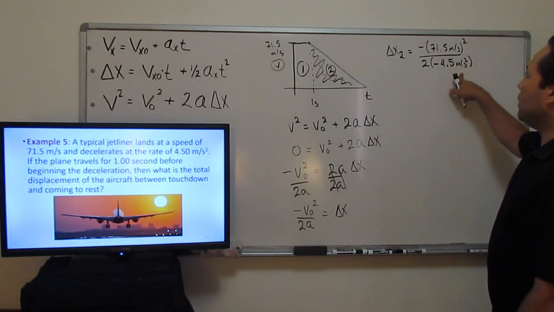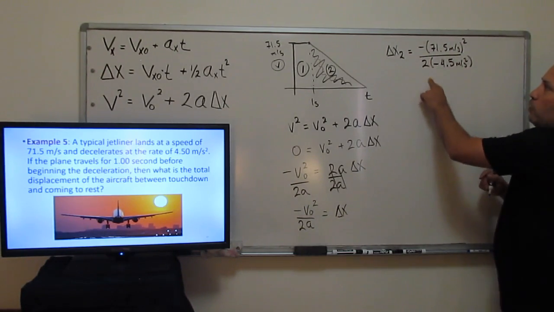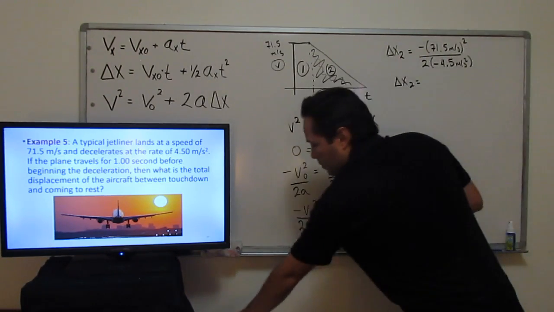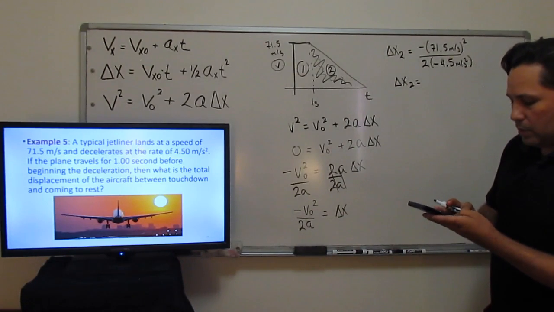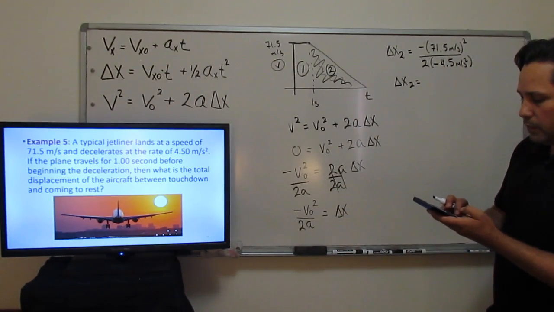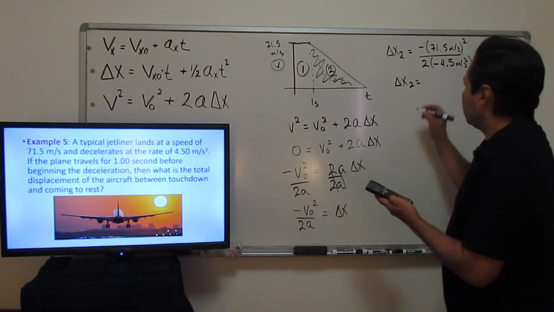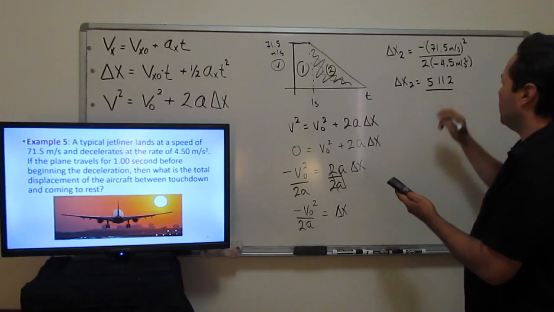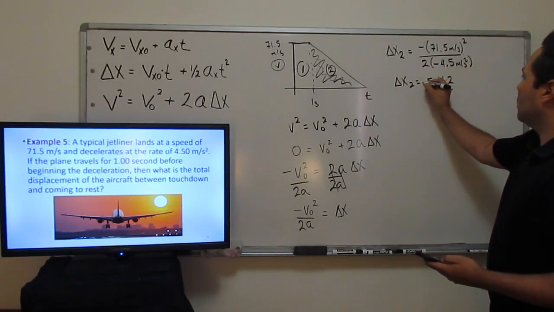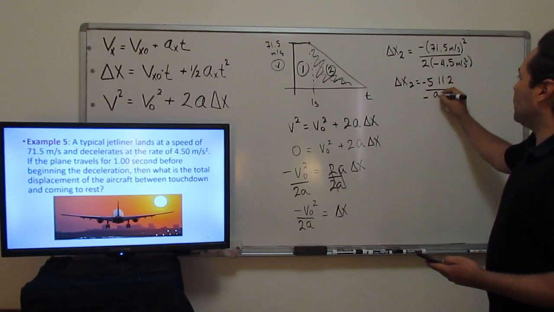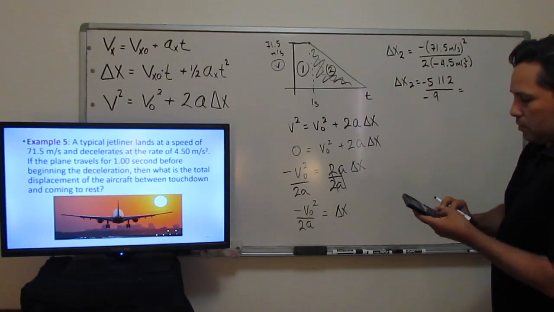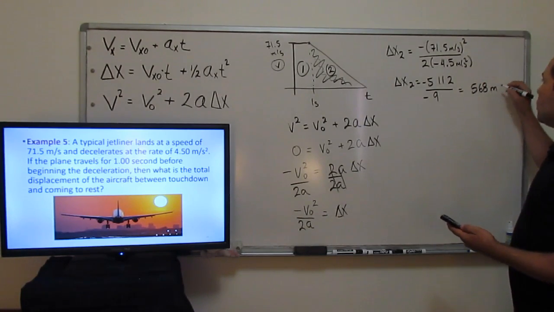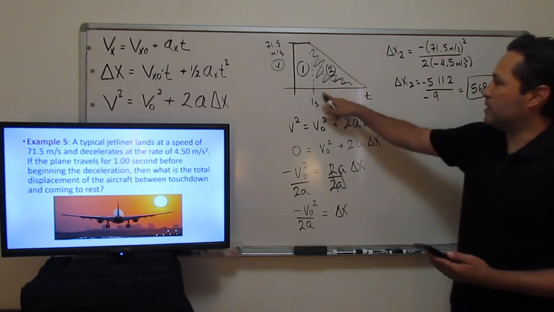So we plug into the calculator. I want to point out that that negative and that negative will end up canceling each other out. In the calculator, 71.5 squared gives us 5,112, with a bit of rounding off. 2 times 4.5 will give me 9, so 568 meters. That is how much it traveled while decelerating.